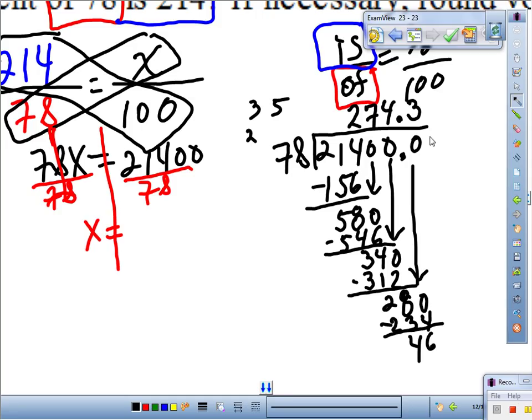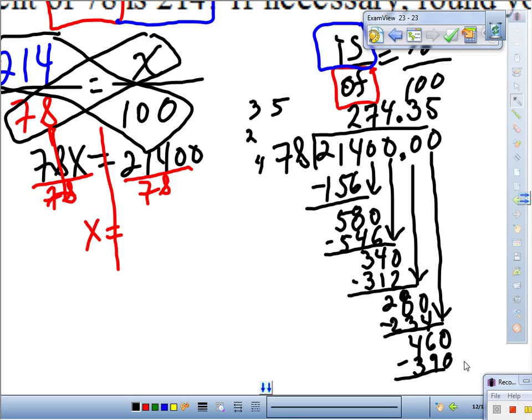46. Bring down another 0. How many times does it fit into 460? 5 times. Let's see. 5 times 8, that's 40. I got 4. 5 times 7, that's 35. Plus 4, that's 39. Yes? So that's 70. And I'll stop right there.